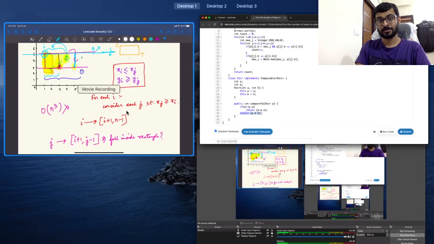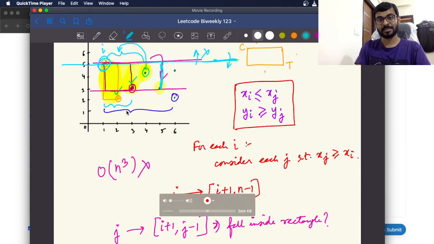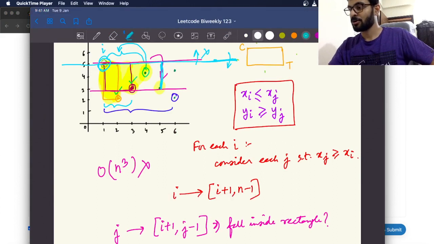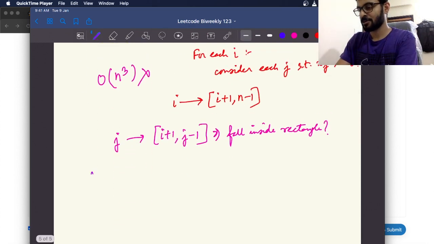Why am I sorting in descending order of y values? Because if there are 2 points, let's say I chose a point over here and there are 2 points over here. Which one can really help me out? You can actually put any of them probably, but I know that this one should be selected first.